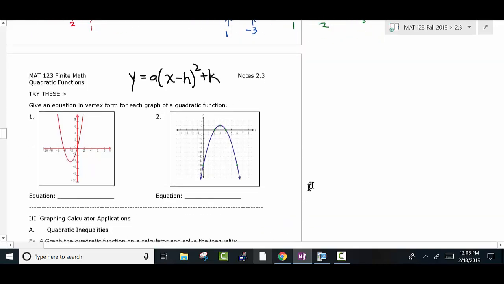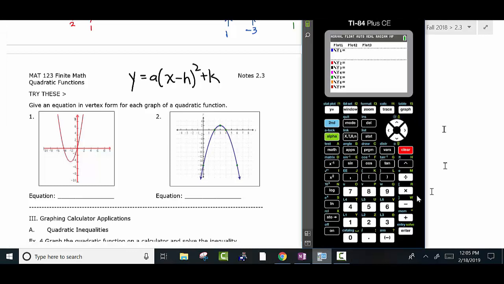And then we'll kind of focus a little bit from here on some graphing calculator stuff for a little bit.